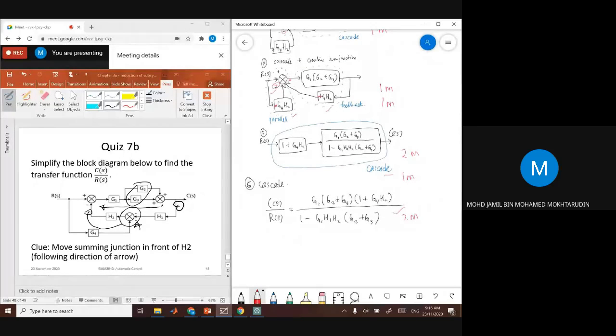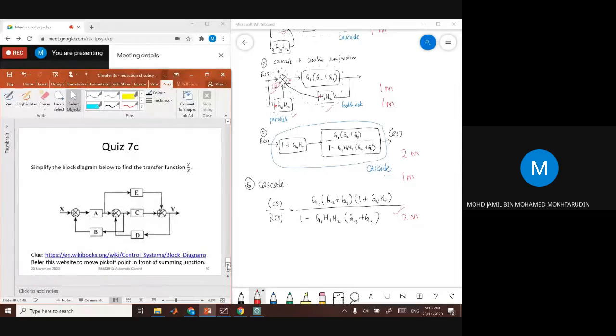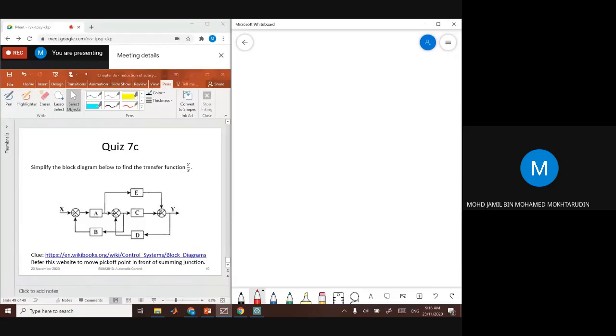Okay, so any question for this question? Okay, so if you have no question, then let's discuss quiz 7C. Okay, so question 7C, simplify the block diagram. Simplify the block diagram below to find the transfer function Y over X. Okay, so I give you a link so that you can check how to simplify this kind of problems when you cannot shift any pick off point.